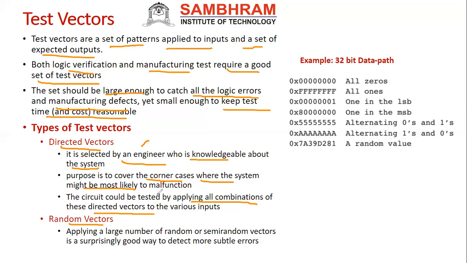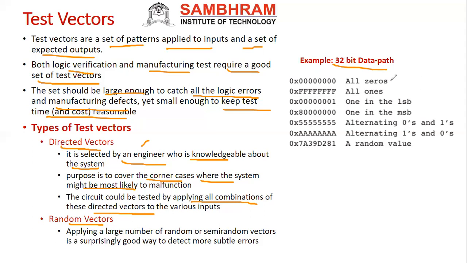How will I apply this in an example? Consider a 32-bit data path. As you know, the data path consists of an ALU and a shifter. In the example, the data path consists of ALUs and the shifter. Now, one of the possibilities for my test vector is here.